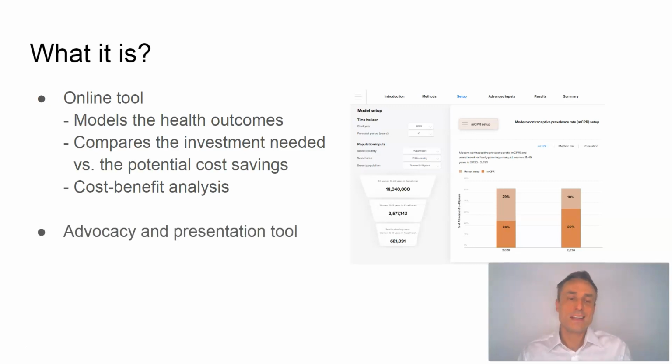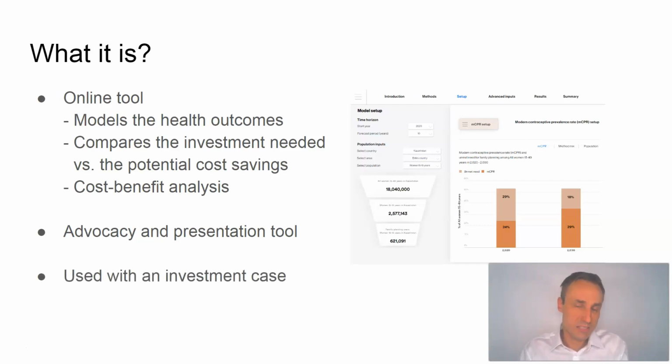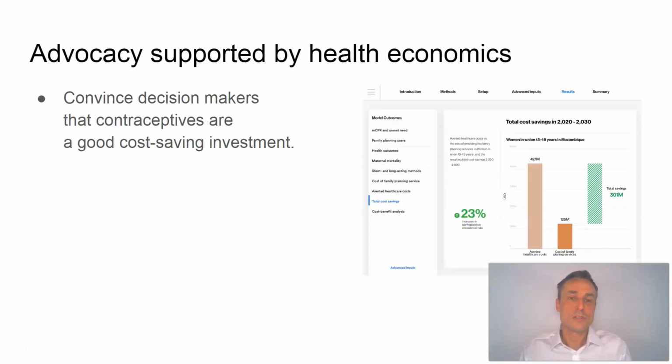But more importantly, it is an advocacy and presentation tool, and it is used together with an investment case. So say a 3-4 page document that you hand out to your counterparts in the meetings with the concrete recommendations and short to the point information. So in essence, it is advocacy supported by health economics. So you want to convince the decision makers that contraceptives are a good cost-saving investment.